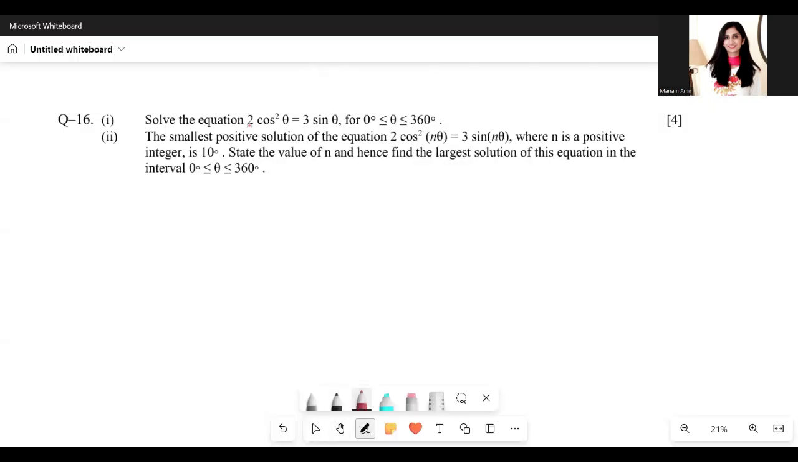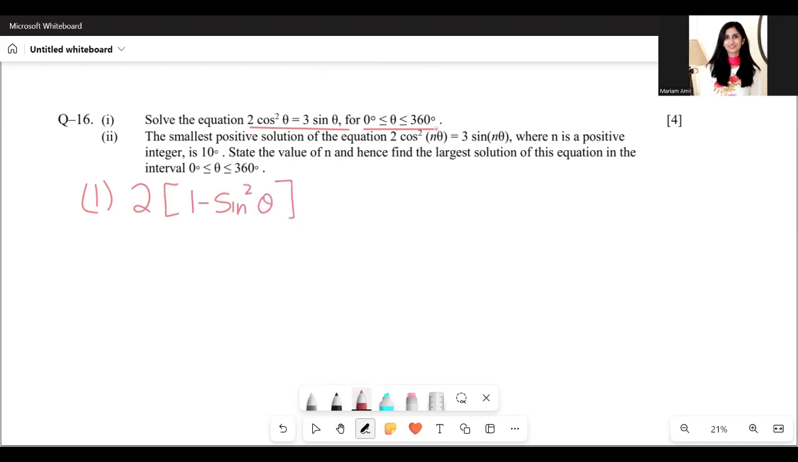In this question, we have to solve the equation given to us in the given domain. The equation is 2 cos square theta equals 3 sine theta. What we can do is replace the cos square theta with 1 minus sine square theta, because we know there's a trigonometric identity: sine square plus cos square equals 1, which gives cos square equals 1 minus sine square.